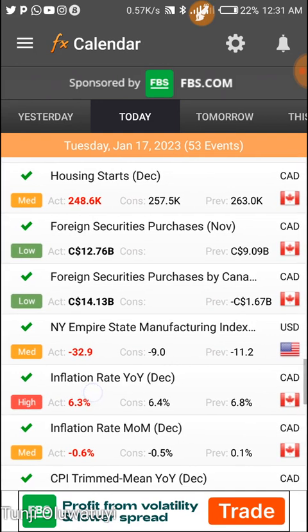Okay, now inflation rate. Let's look at this one. Inflation rate, year on year, like December and all of that. Now you see high in red, in the red bar just in front of it. Anytime you see high, it is telling you that it is high impact news. Except you are really very good at using fundamental analysis to make your trading decision.